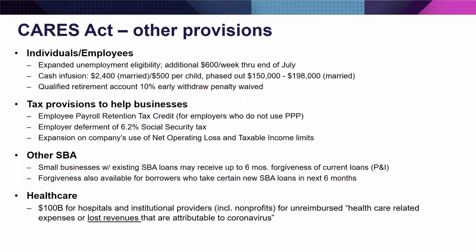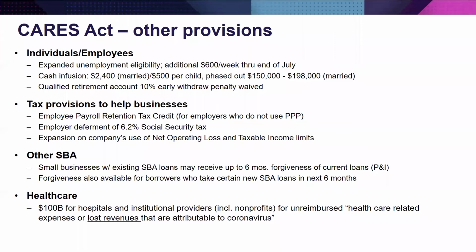Before I turn it over to Andrew, other measures in the CARES Act are worth pointing out. We're not here to talk about all the options for individuals and employees today, but I've highlighted a few for you, including the expanded unemployment eligibility, the additional $600 per week from the federal government for unemployment through the end of July, the measures known as cash infusion with $1,200 per single tax filer, or $2,400 married, plus $500 per child. That starts phasing out at $150,000, and those couples above $198,000 are not eligible for this, and those payments will be made automatically from the IRS and Department of Treasury based on 2019 and 2018 tax returns. There's also a measure worth highlighting that is a waiver on the qualified retirement account 10% early withdrawal penalty.